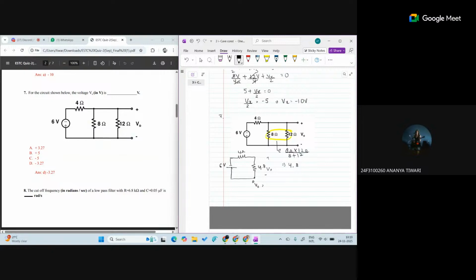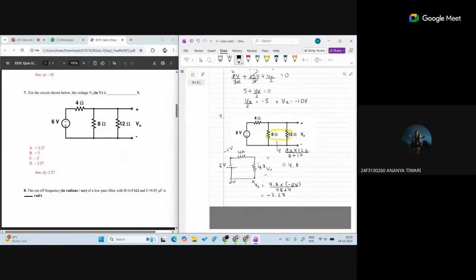And if we take 0 volt here, it would be 0 volt here also, and here we will have minus 6 volt. So the voltage we will write 4.8 into minus 6 volt divided by 4.8 plus 4. What will you get from here? You will get 3.27.